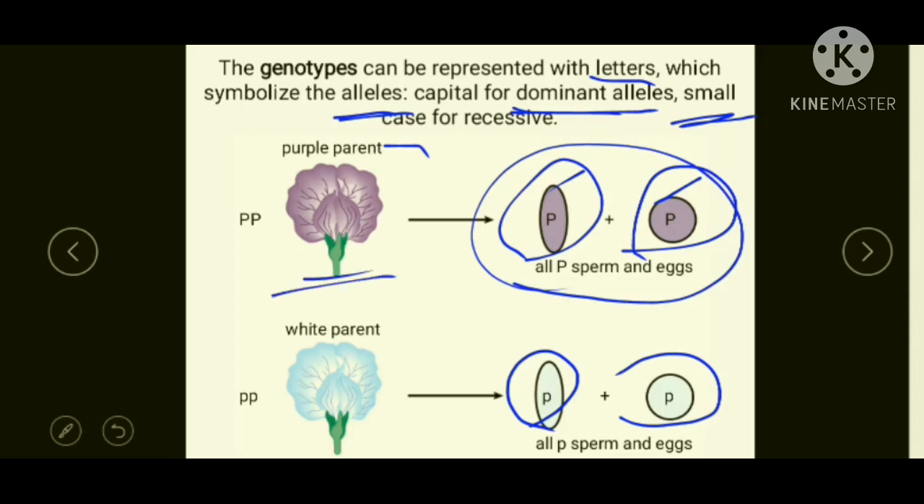Here, this one is dominant, but they are not homozygous dominant. These purple flowers are not homozygous dominant. They are what? Heterozygous dominant. Why? Because here there is one dominant allele, but here this allele is recessive. So they are not homozygous. They are heterozygous dominant.